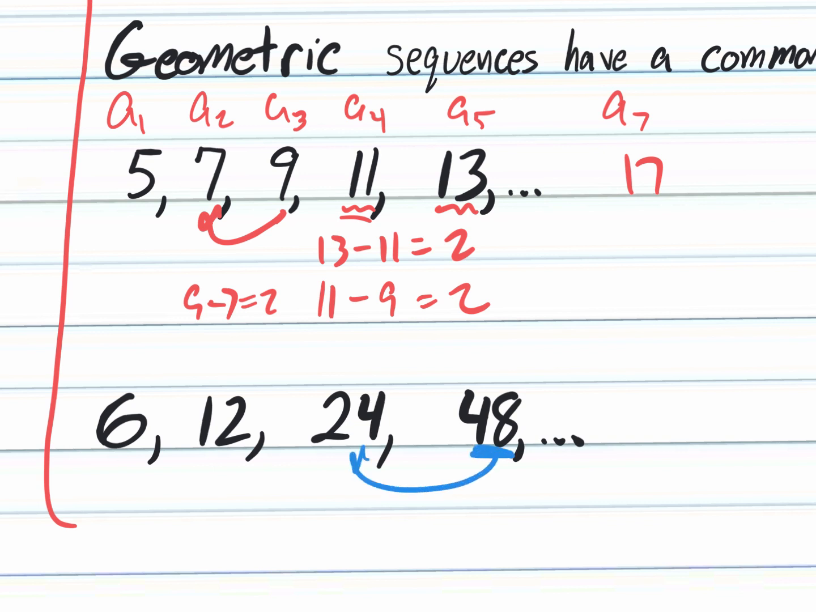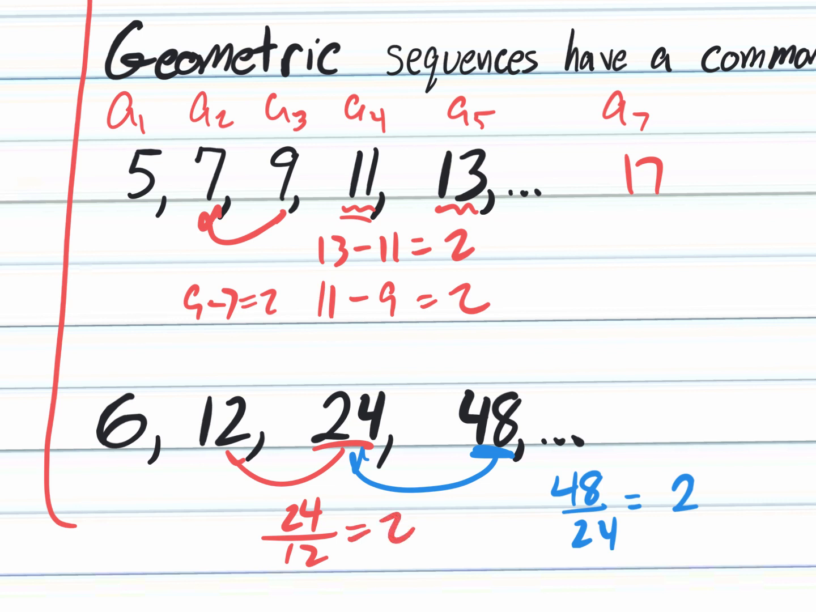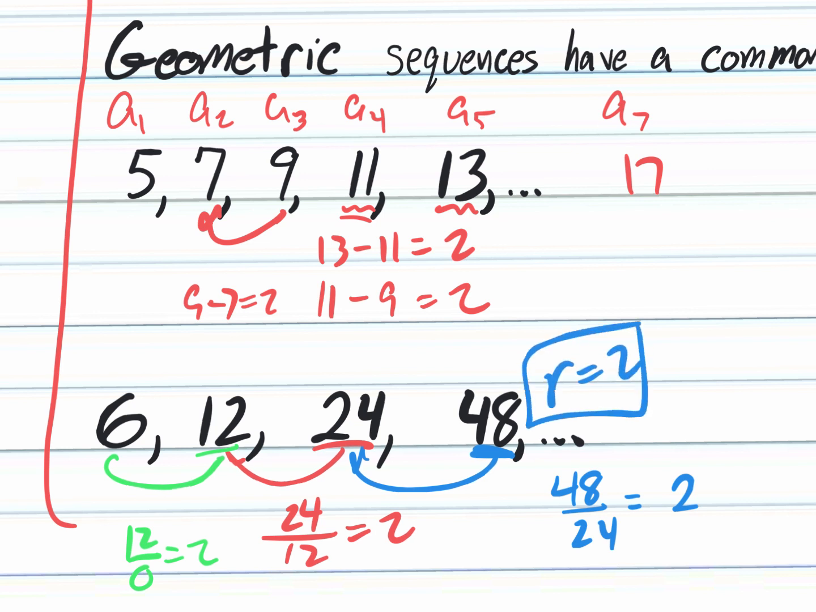So 48 divided by 24. And you can put that as a fraction, because a fraction is really a division problem. 48 over 24 reduces down to 2 over 1, or just 2. 48 divided by 24 is 2. But then again, you could have said 24 divided by 12, which is also 2. Or 12 divided by 6, also 2. So we know that there's a common ratio of 2 on this one, which makes it geometric. On the above one, we knew that there was a common difference of 2, which makes it arithmetic.